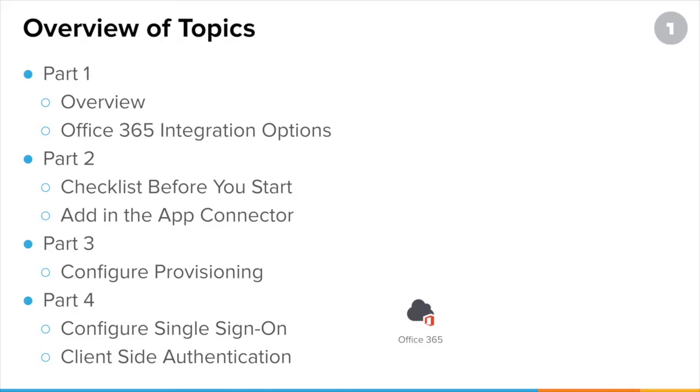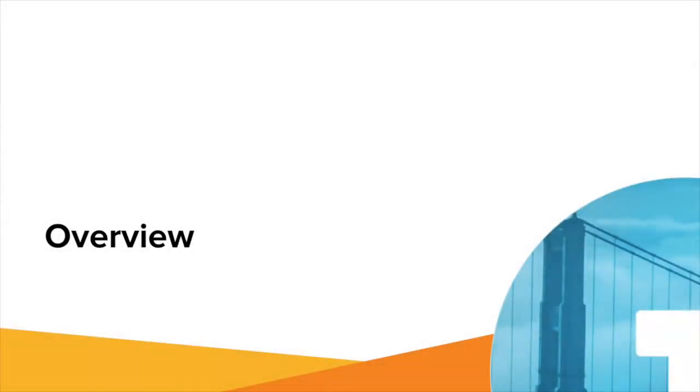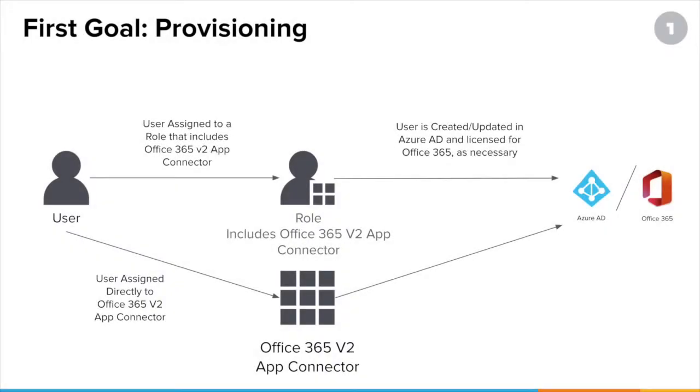And since many of you have users that are using the desktop versions of Office, we're going to talk about some configuration changes that might be necessary for your environment. So first, our overview. Our first goal is to enable provisioning. With provisioning enabled, a user can be automatically created in the target application, such as Office 365, whenever a user is added to the app connector, either manually or automatically through a role the user is assigned to.